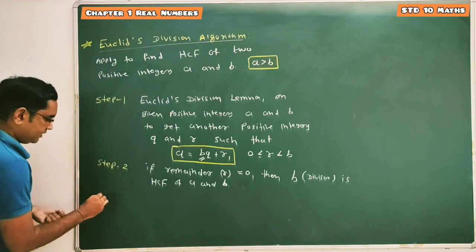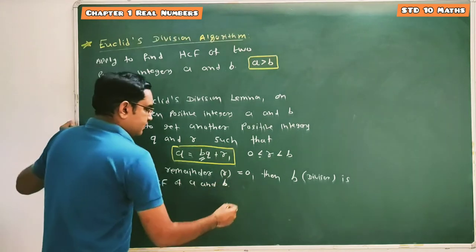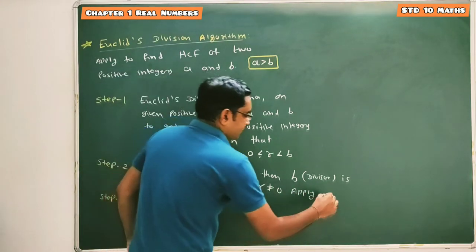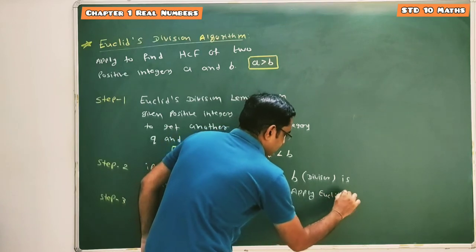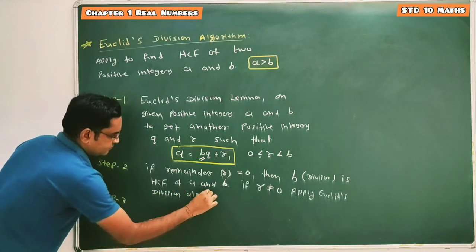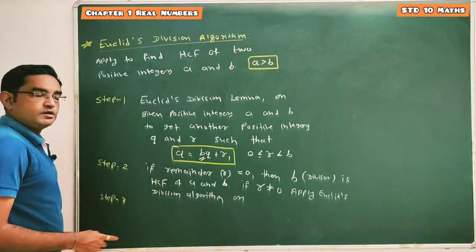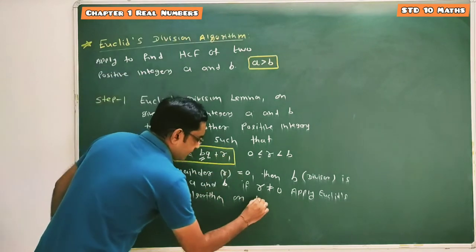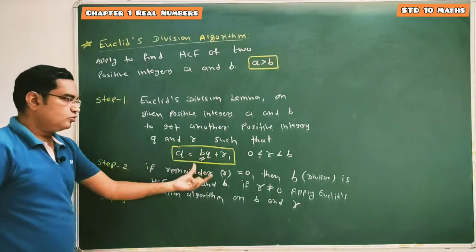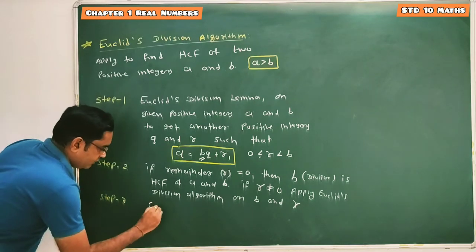Step number 3. Here if the remainder is not 0, apply Euclid's division algorithm on b and r, right? In the step where the remainder is not 0, we have to apply Euclid's division algorithm again on the divisor and the remainder. Done.